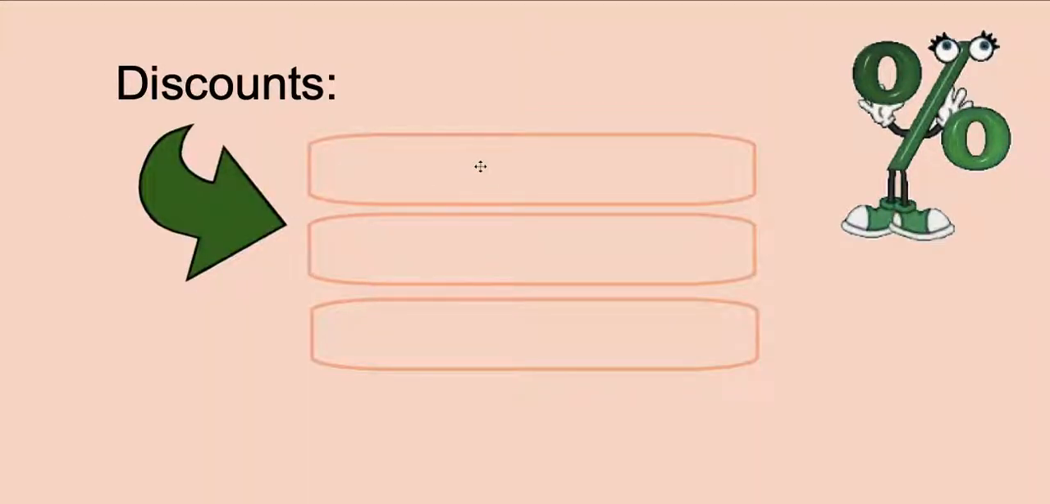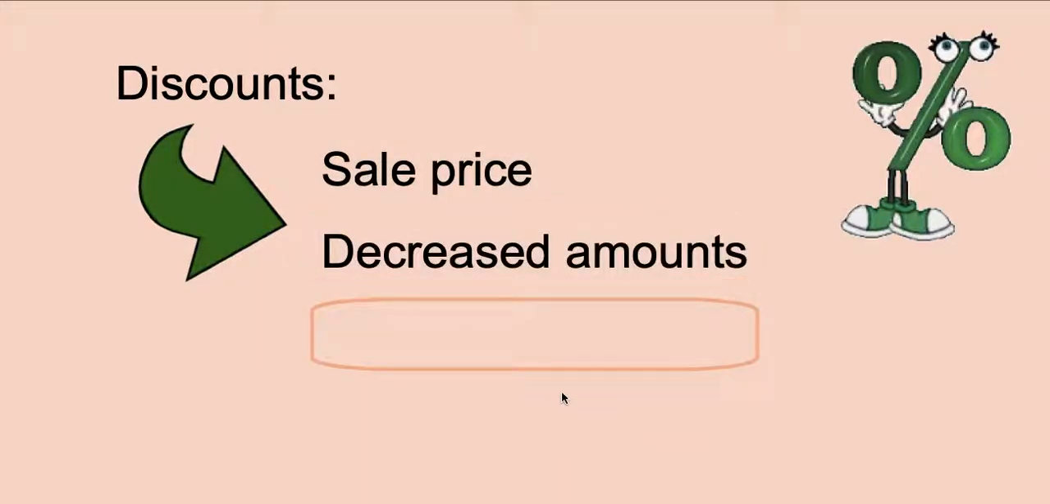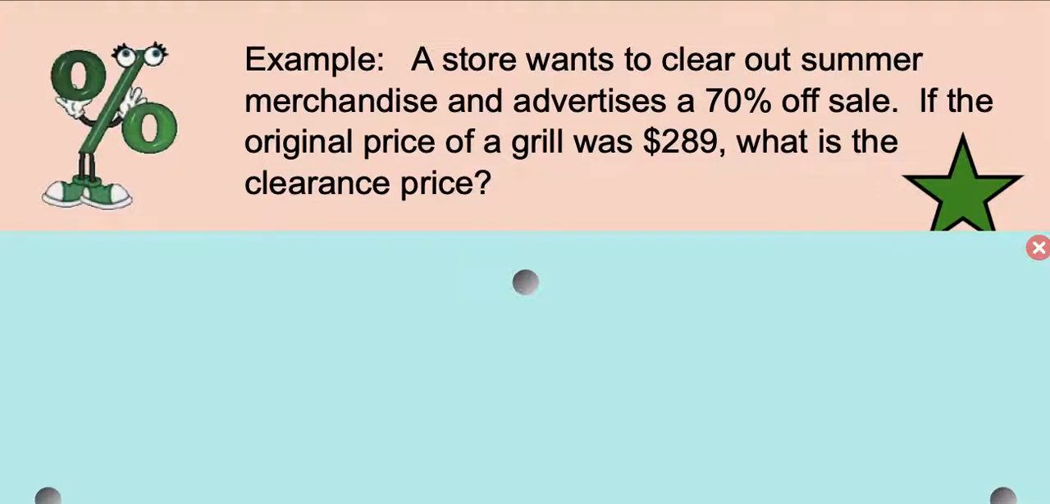All right, discounts. This is a long one today, guys. So discounts can be a sale price. It's just a decreased amount of something. It can also be goal setting, like my example from before. If I ran an 8-minute, 15-second mile and I want to decrease that by 10%, that would be considered goal setting. So let's do a couple of examples.